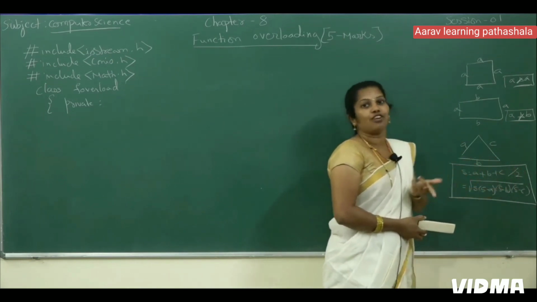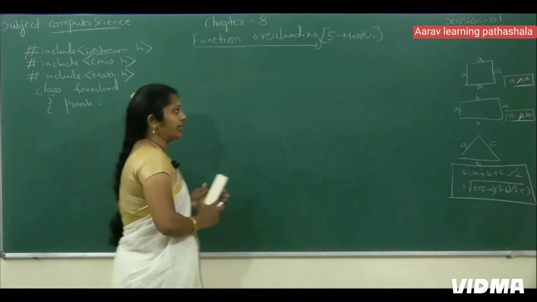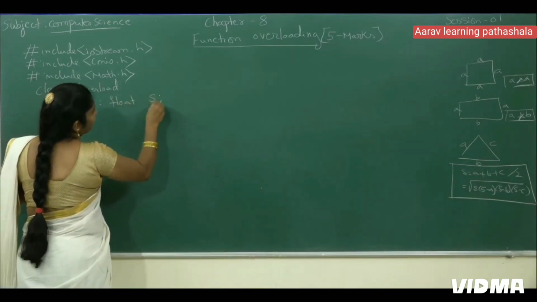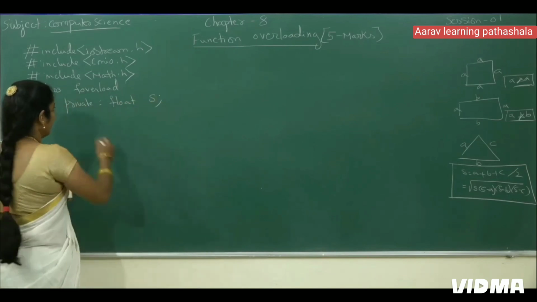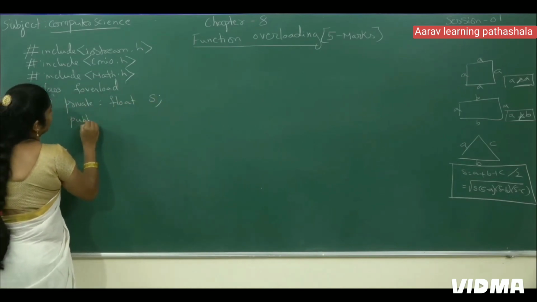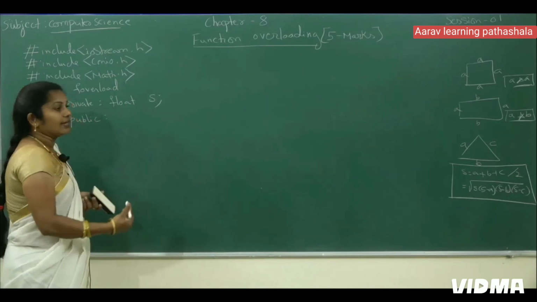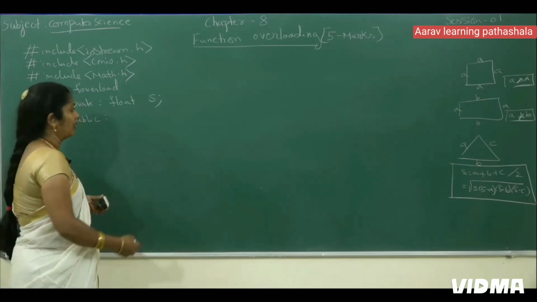2 means we may get a fractional part. That's why we want to write float format. Float is the variable we are declaring. Then in the public section, we are declaring the functions one by one, depending upon which data type result we want.